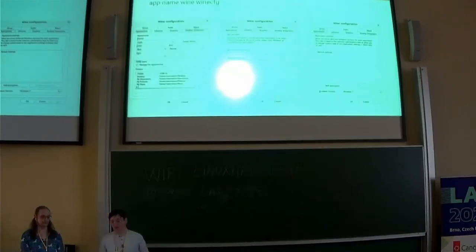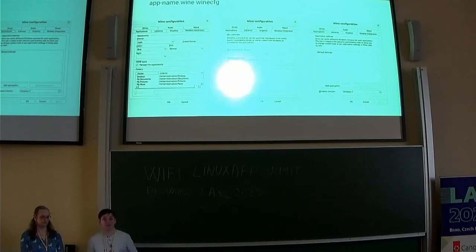In the same line, you can also start wine config simply by running the name of your app .wine space wine config. You can use wine config, for example, to make Wine appear as other Windows versions. By default, Wine makes itself appear as Windows 7, but you can also make it appear as older or newer Windows versions. You can also use that to change themes or to change certain dependency libraries.